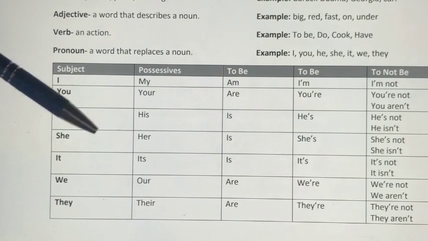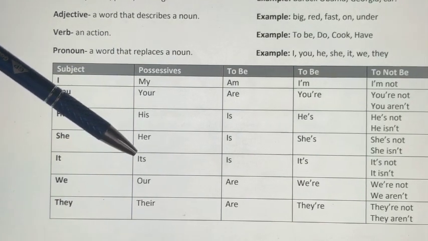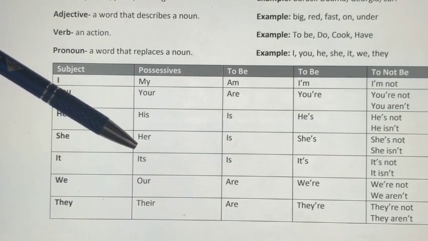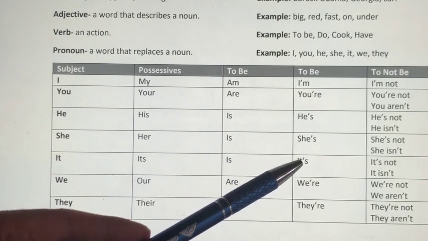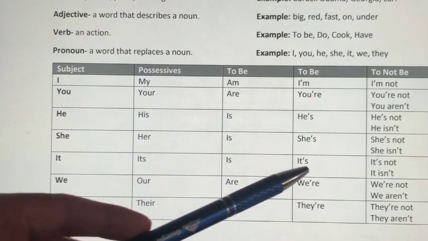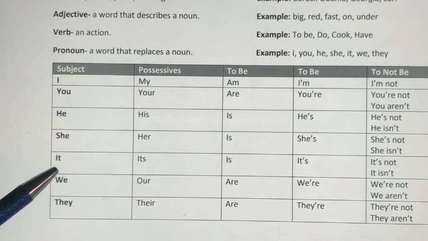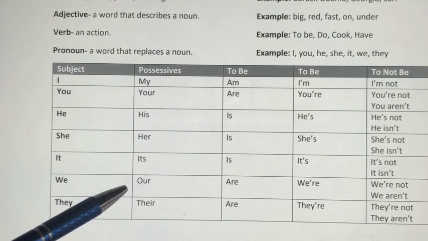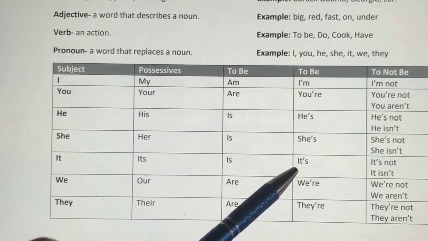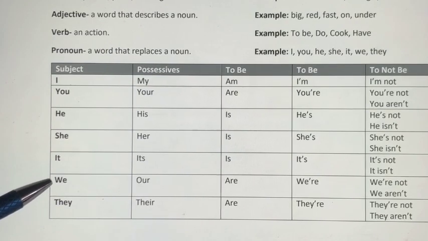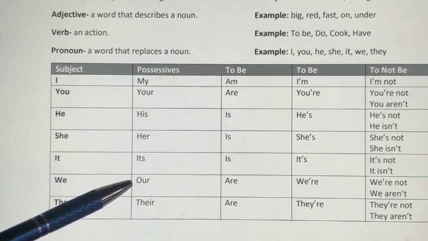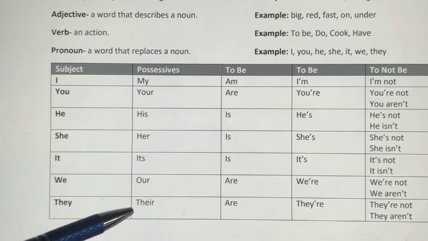She, her. It, its. Now notice here, its is its. But if we say it is, we say it apostrophe s. This is different. The dog has a house. This is its house. The dog is brown. It's brown. This is it is brown. This word shows ownership. We have a house. Our house. They have a house. Their house.